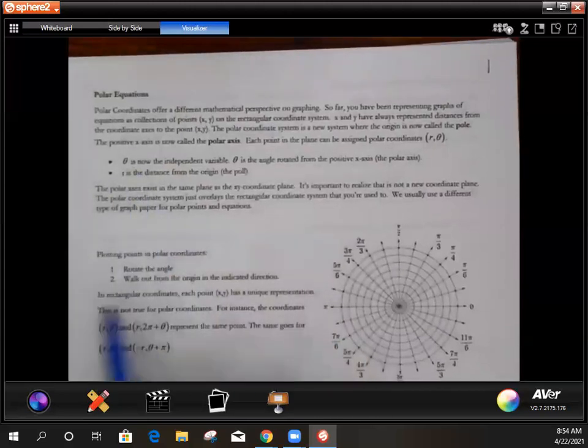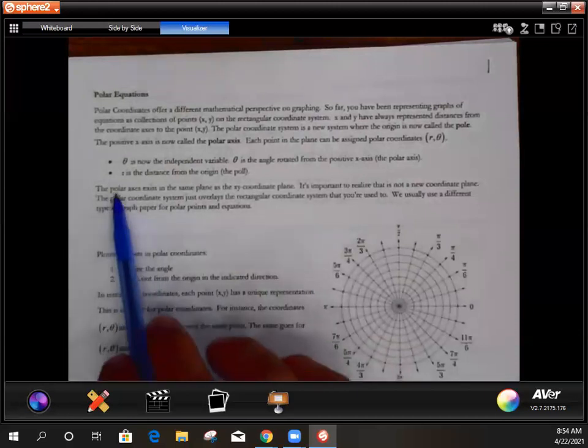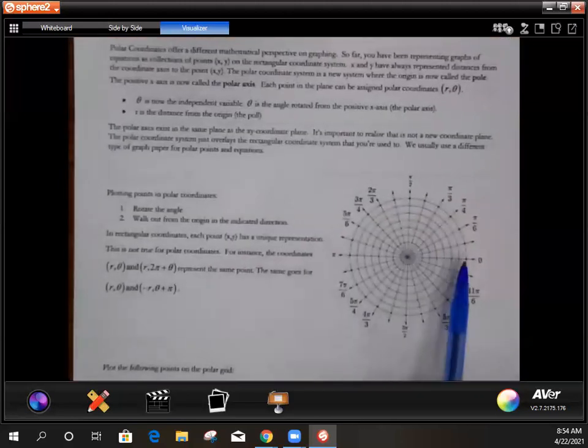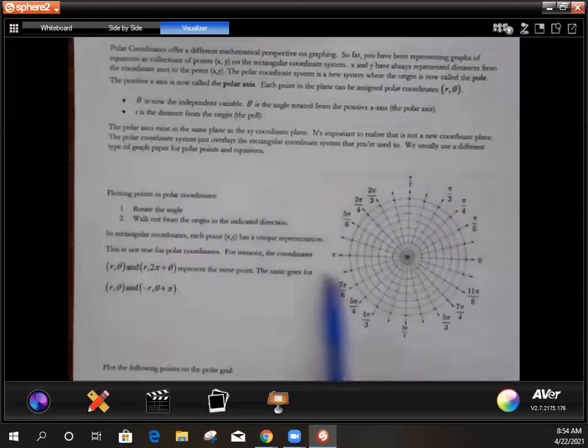So theta is now the independent variable. Theta is the angle rotated from the positive x-axis to the polar axis. R is the distance from the origin, the pole. The polar axis exists in the same plane as the xy coordinate plane. Today we're going to learn how to graph polar coordinates and then convert from polar coordinates to xy, rectangular coordinates, and vice versa. What that means is you could overlap the x and y axis on here, and any point could have an x and y coordinate or a polar coordinate.